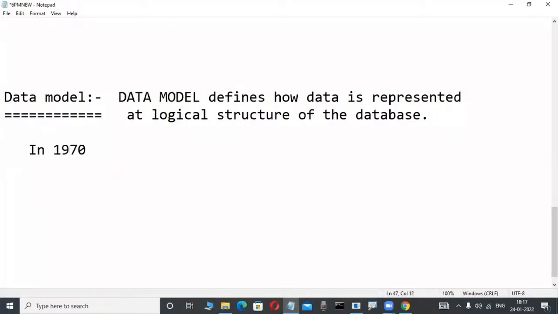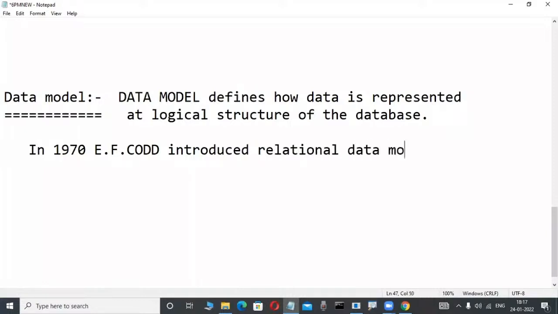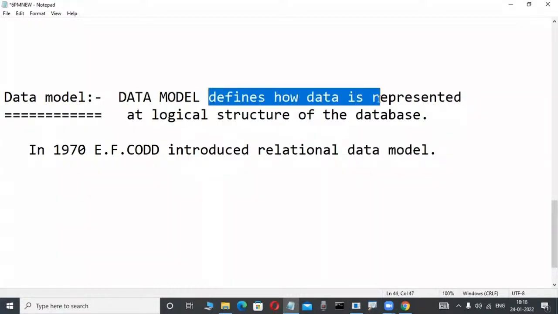In 1970, E. F. Codd, don't write anything, just observe some new terminology. E. F. Codd, a mathematician working at IBM in those days, introduced the relational data model. So in 1970, E. F. Codd introduced the relational data model. What does relational data model mean? In a logical structure, how is data represented?